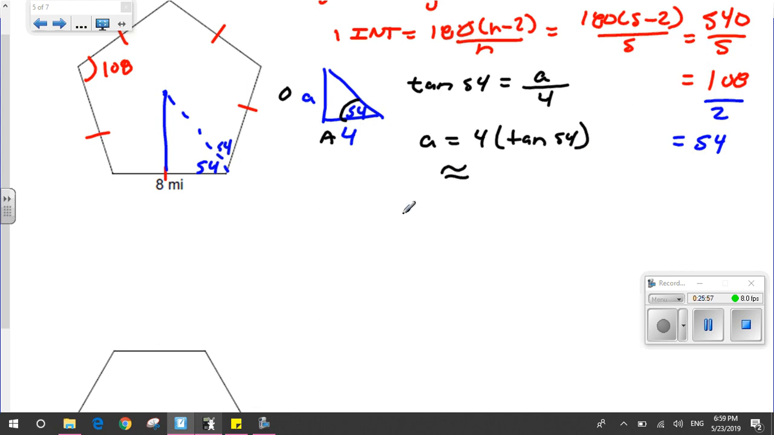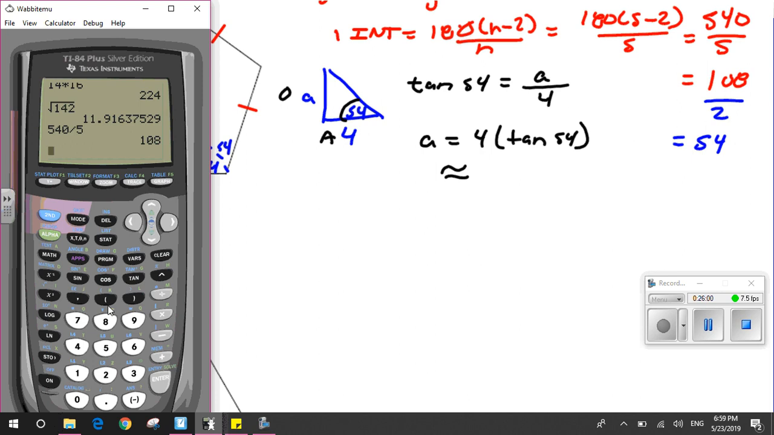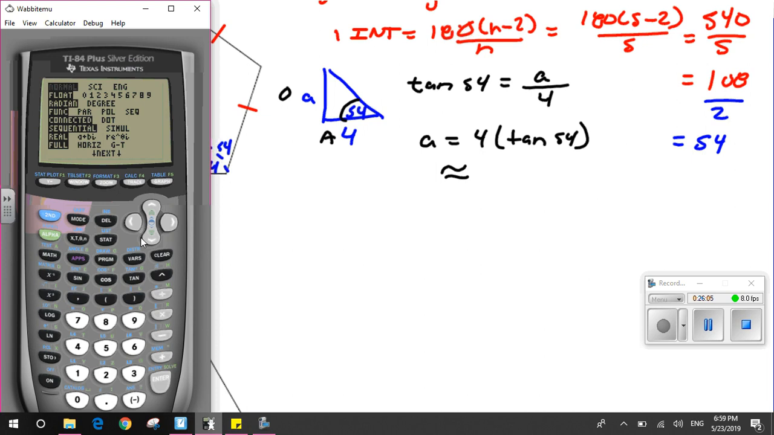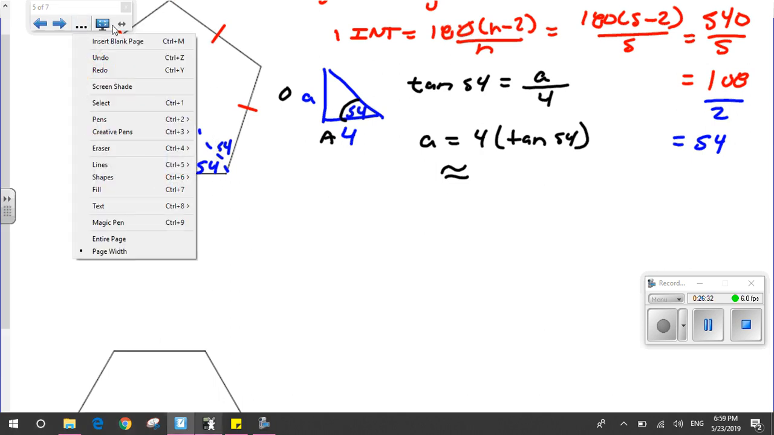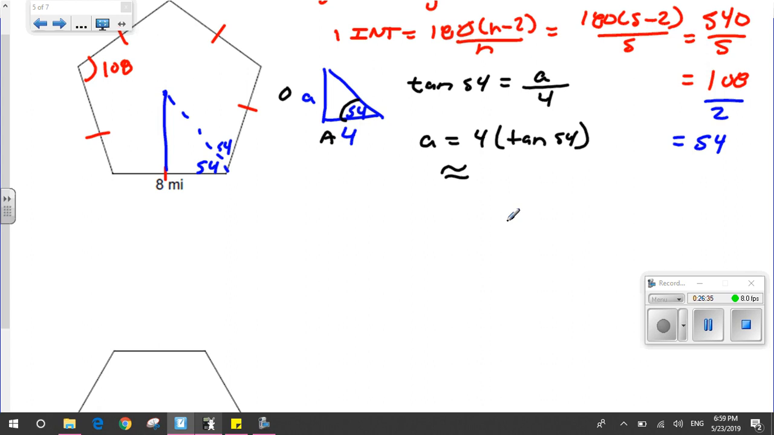And now we can put that into the calculator and approximate. Make sure you're in degree mode. So go to mode, make sure it says degree. So turn it on. Second mode to quit and type 4 times tangent of 54. Exactly like that. And you would get about 5.51. Or leave it as is, which would give us an even better answer later. So it's about 5.51. Now I can find my area.